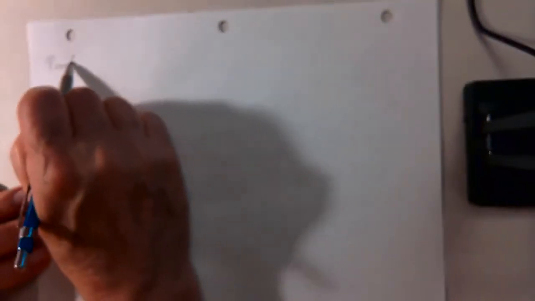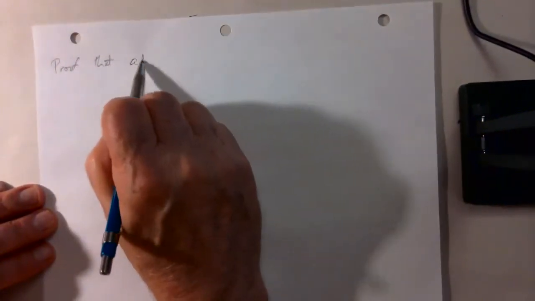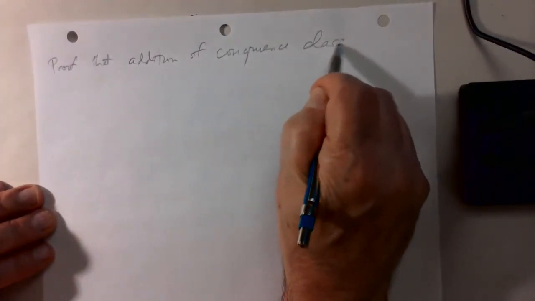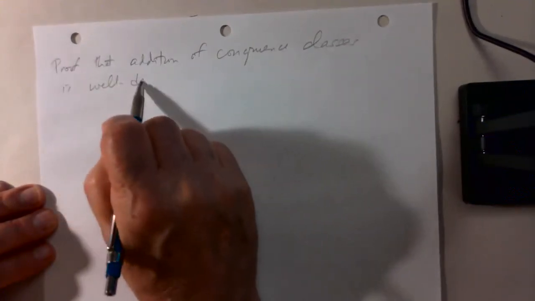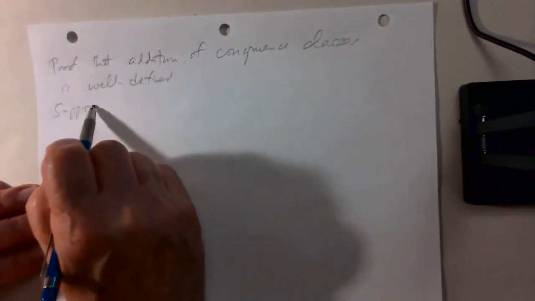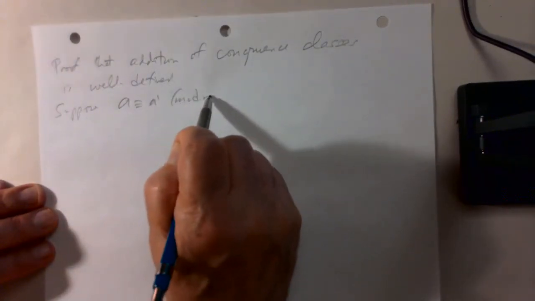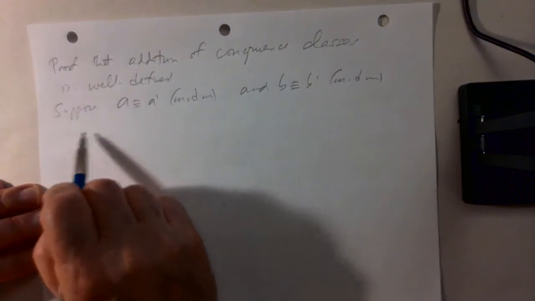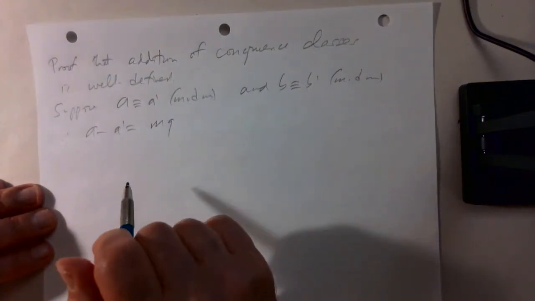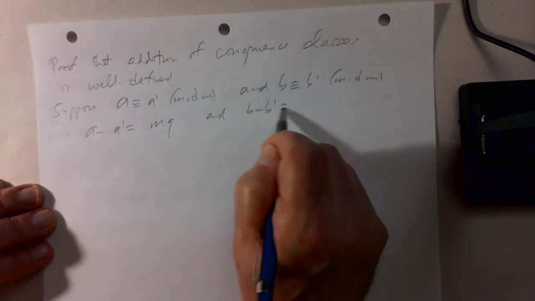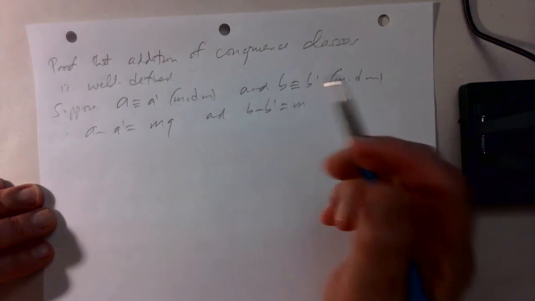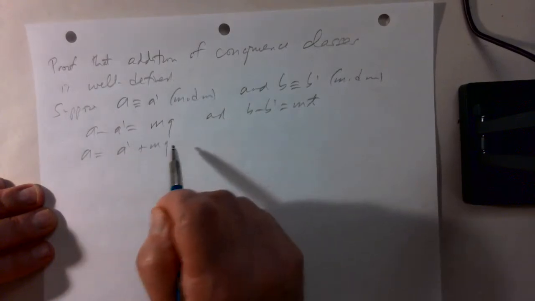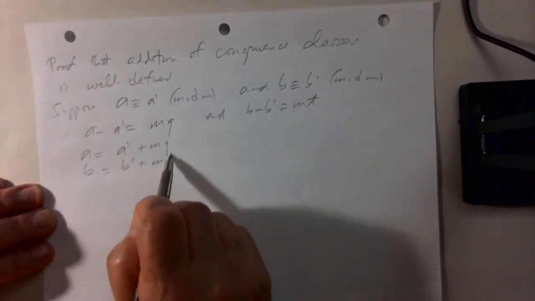So this is the proof that addition of congruence classes is well defined. So suppose a is congruent to a prime mod m, and b is congruent to b prime mod m. So a minus a prime is m times some number q. And b minus b prime is m times some number t. So a equals a prime plus mq. b equals b prime plus mt.